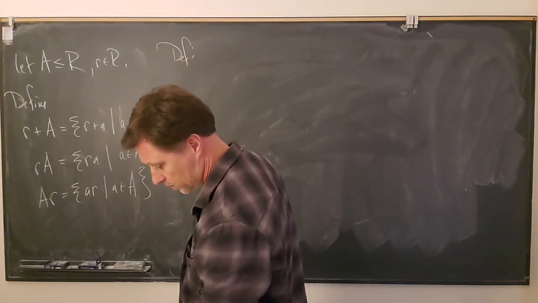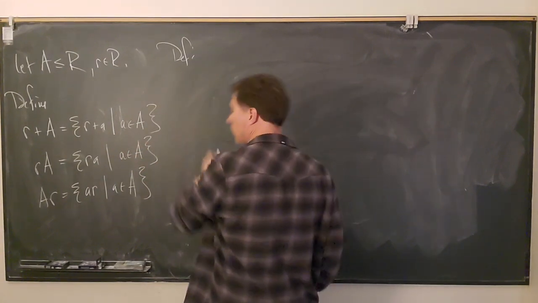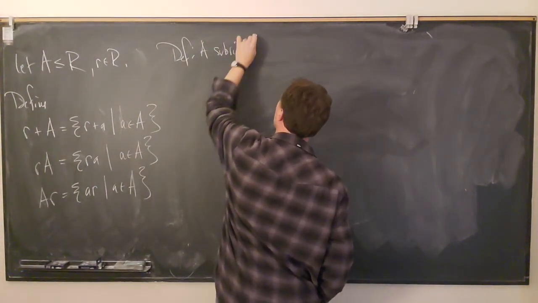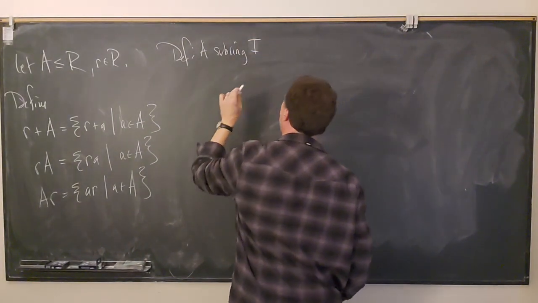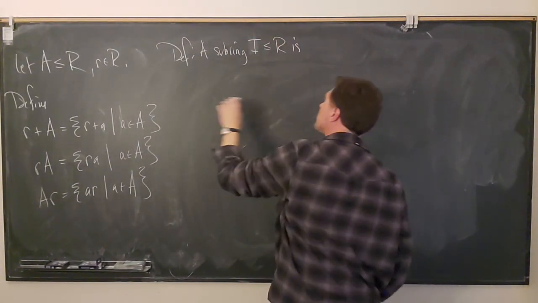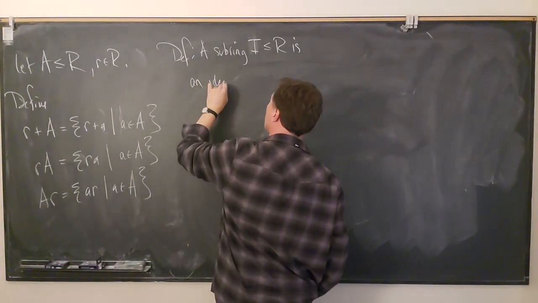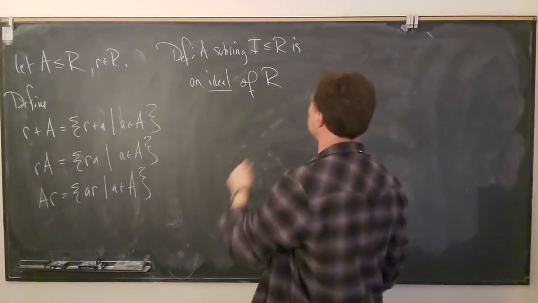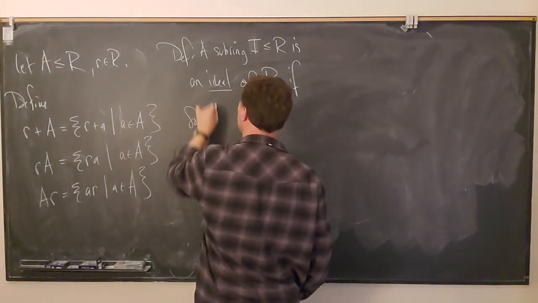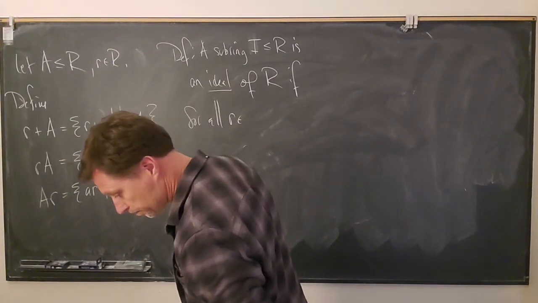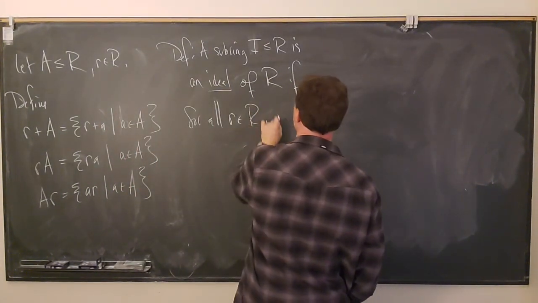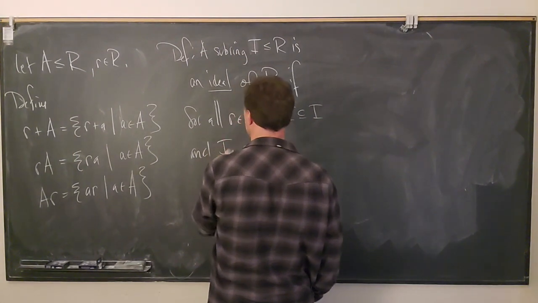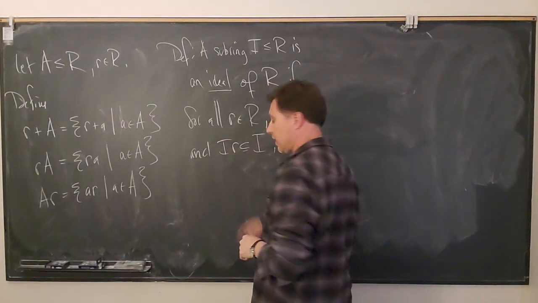So now, a definition. A subring capital I of R is an ideal of R if for all r in capital R, r I is contained in I and I times little r is contained in I.